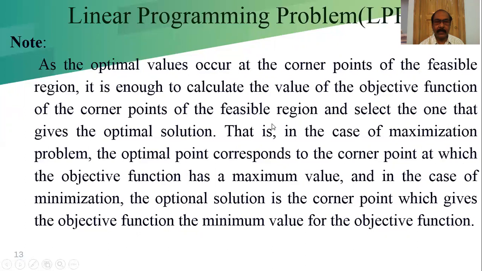Suppose in the feasible region I have 4 corner points. So we have to find out the value of the objective function at each and every corner point. From that we have to select which one gives us the maximum or minimum according to the given problem. That point's value is the optimum value of the unknown variables, and whatever value of Z we get, that is the optimum value of the objective function.